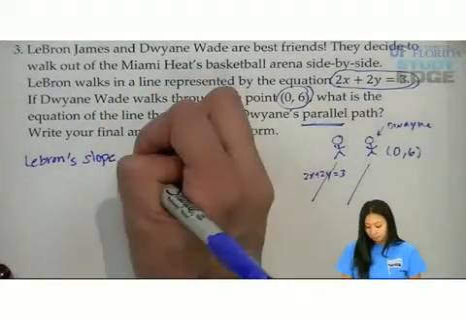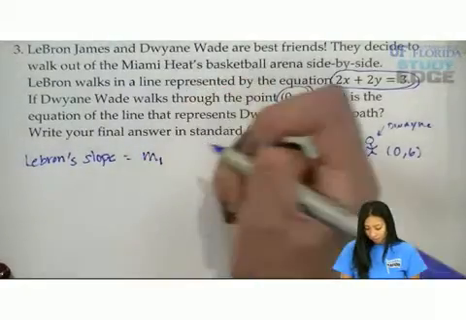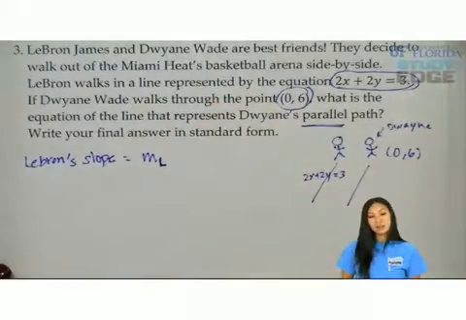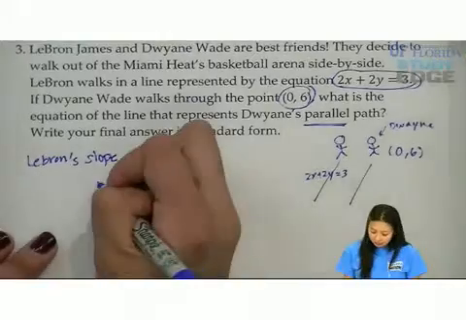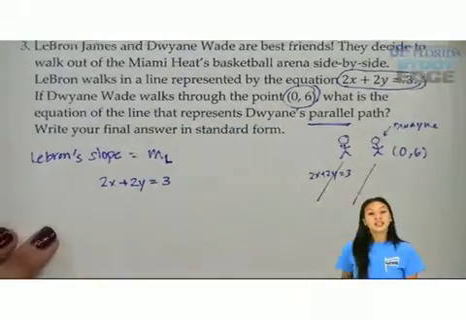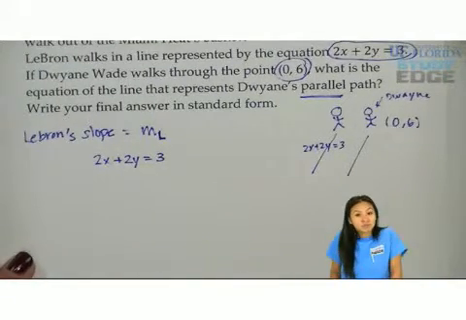All right. Remember, slope is m. So I'm going to call it m1 for LeBron. Or you could put an m with a little l so you know that's LeBron. Either way, it doesn't matter. All right? So I have 2x plus 2y equals 3. You might know a handy-dandy formula for finding the slope easily.